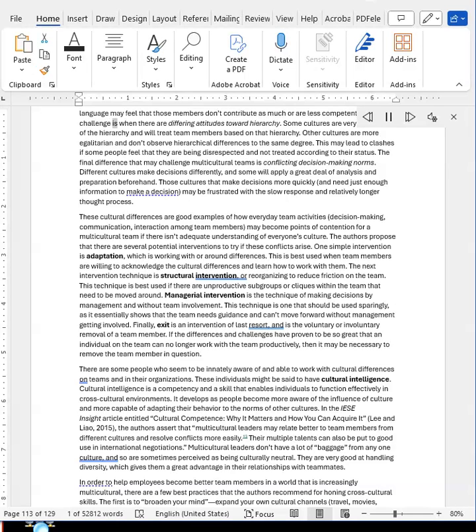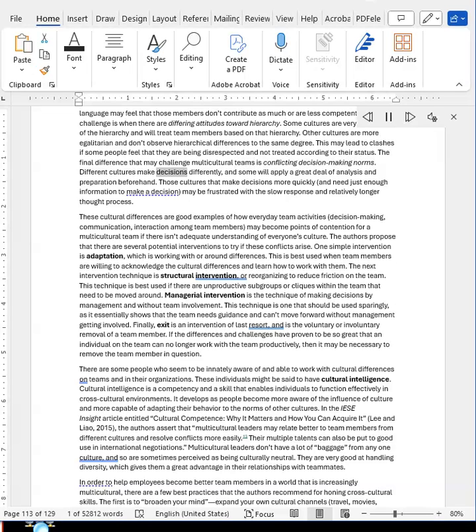The next challenge is when there are differing attitudes toward hierarchy. Some cultures are very respectful of the hierarchy and will treat team members based on that hierarchy. Other cultures are more egalitarian and don't observe hierarchical differences to the same degree. This may lead to clashes if some people feel that they are being disrespected and not treated according to their status.